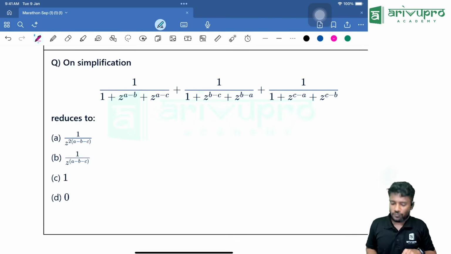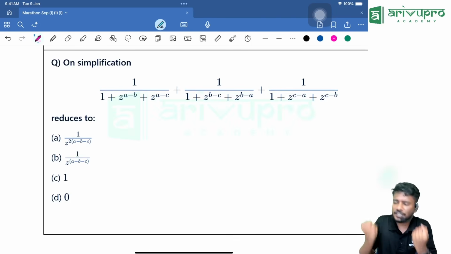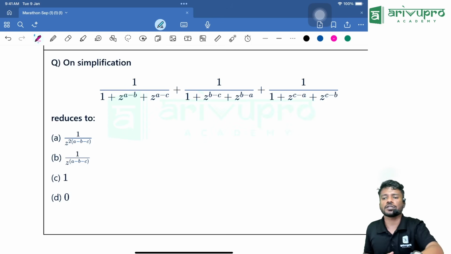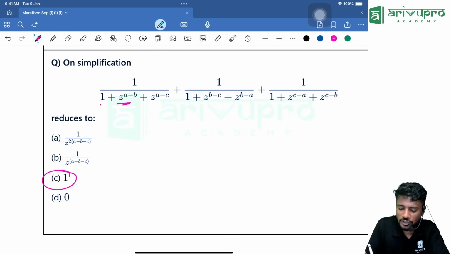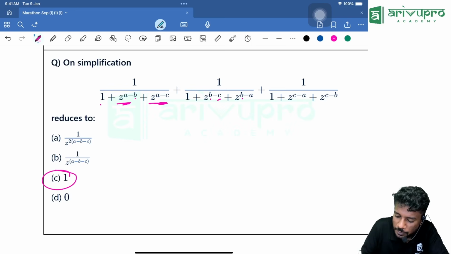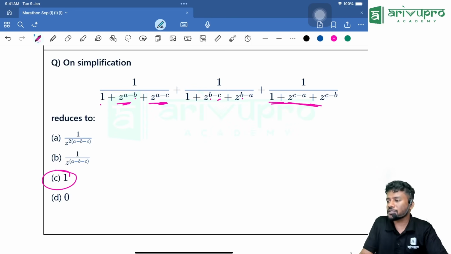Whenever we are going to simplify some cyclic equations, at the end, the answer will be what? 1. So, look at this question. 1 divided by 1 plus z raised to a minus b, z raised to a minus c. Plus, instead of a, now who is sitting here? B. Instead of b, who is sitting? C. 1 plus z raised to b minus a plus z raised to b minus c, plus 1 plus z raised to c minus a plus z raised to c minus b.